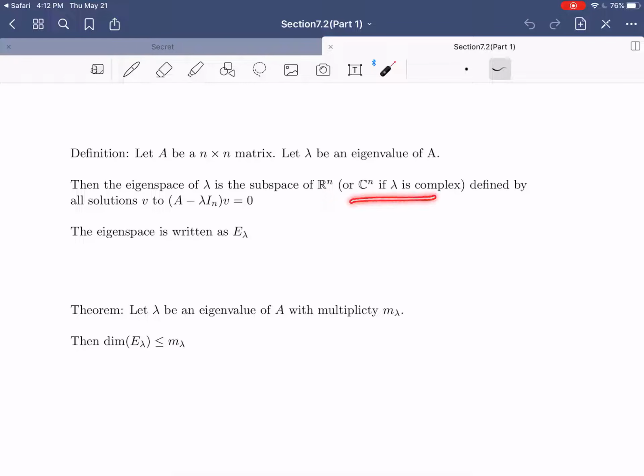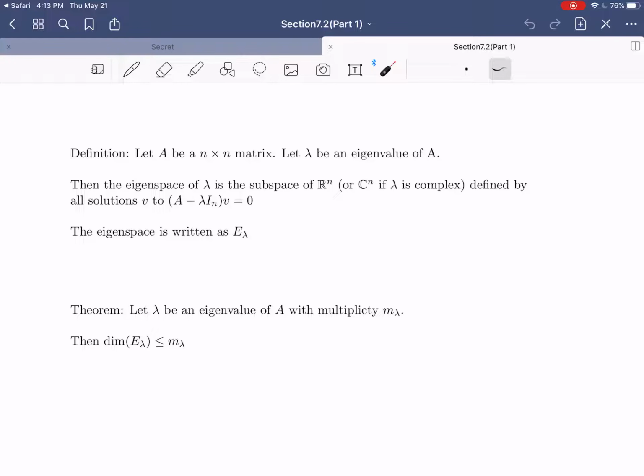or Cn, if the eigenvalue is complex, defined by all the solutions V to A minus lambda In times V equals 0. So remember that this is basically saying that the eigenspace is the subspace that consists of all the eigenvectors for a given eigenvalue. Now, when we talk about eigenspaces, we often write them as E sub lambda. So whatever the value of lambda is, we would say E sub that value for the eigenspace.